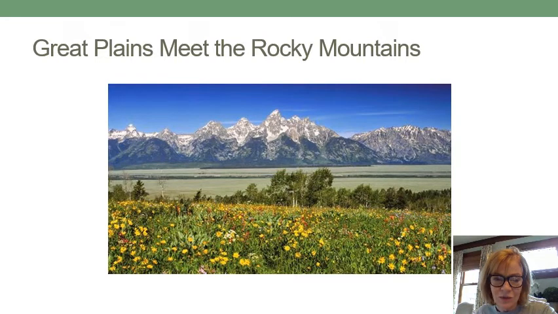This is what I'm talking about. It's a largely treeless plain. There might be some trees out there, and then you just see the Rocky Mountains. This is where the Great Plains meet them.